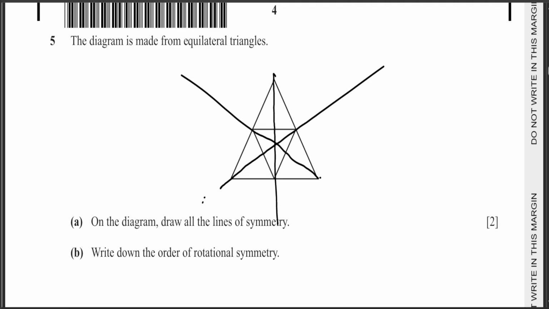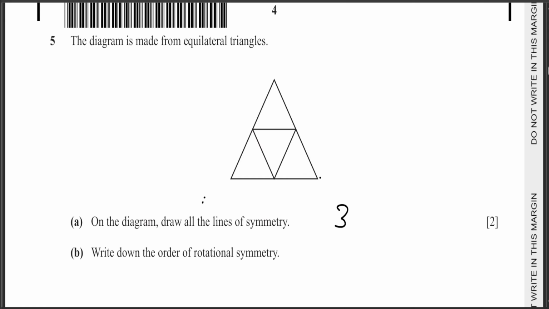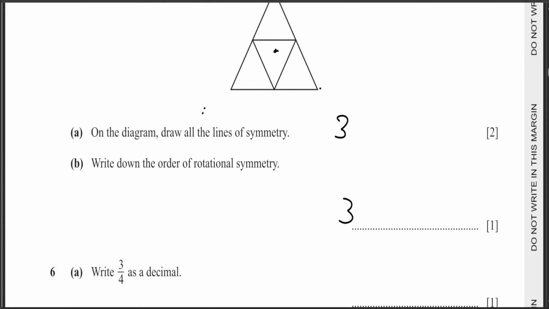So how many lines of symmetry? We have 3 lines of symmetry. Write down the order of rotational symmetry. It's going to be 3. If you look at it, you're going to rotate it 3 times, so the order is also 3.